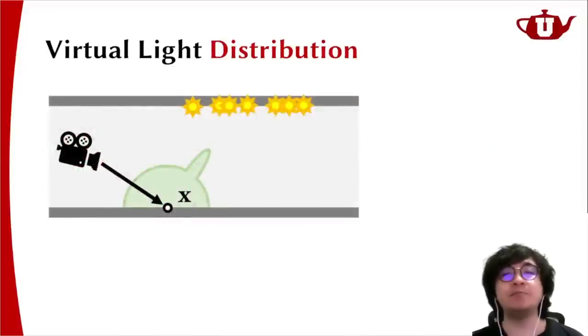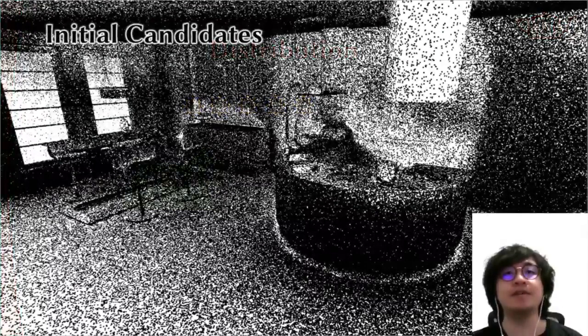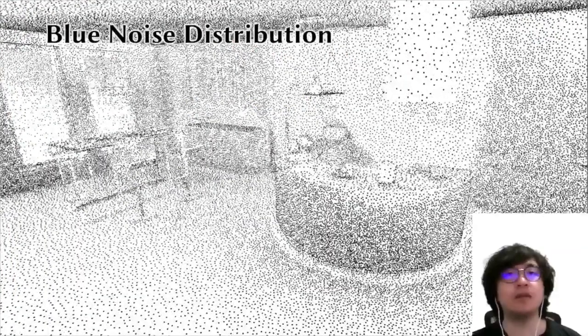So, with sample elimination, we eliminate some candidates. Then, we can get virtual lights with blue noise distribution. This is an example showing the distribution of initial candidates. Very dense, right? And after sample elimination, it's difficult to find any 2 virtual lights that are still grouped together.